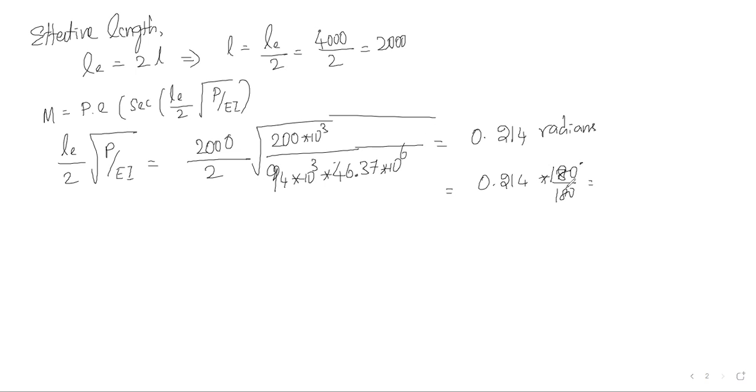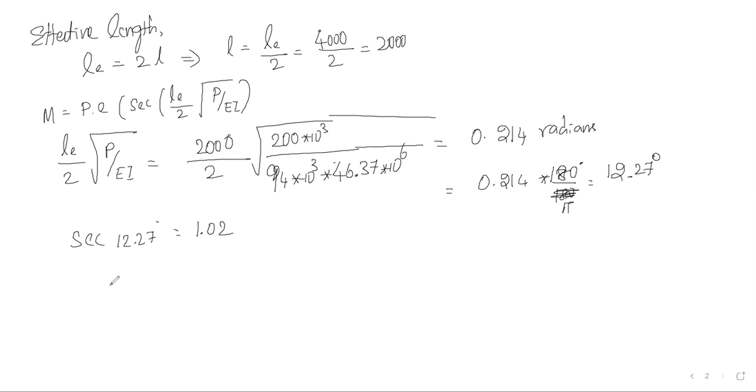So radians we have to convert in terms of degree. So 0.214 into 180 degree by pi. So that we are getting 12.27 degree. So now what we have to do? Secant 12.27 degree is equal to how much? Secant is nothing but 1 by cos. So cos 12.27 degree, it becomes 1.02.